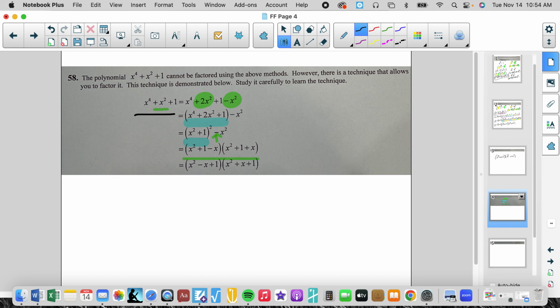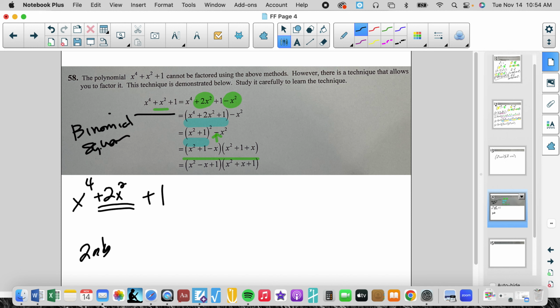This left side is close to completing the square. In order for it to be a binomial square, what does that need to be? Well, if we have x to the 4th and positive 1, what is that? Well, the square root, right? 2ab is always going to be, so it has to be 2. A is the square root of my first, so x squared. And then b, the square root of 1 is 1, so it needed to be 2x squared.